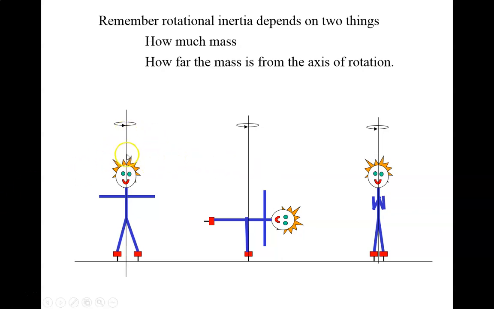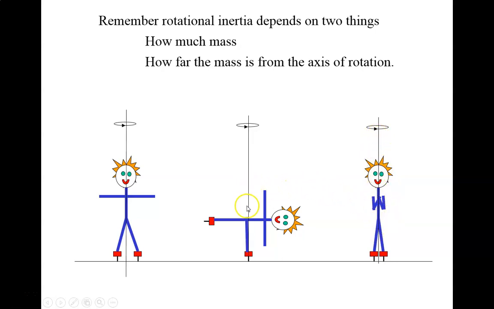Remember, this had pretty low inertia because the mass is pretty close to the axis of rotation. Now what happens over here? If I bring my arms in all the way I can, and my legs in, what's going to happen to my rotational inertia here? Well, it's going to decrease even more because I'm bringing the mass closer to the axis of rotation.